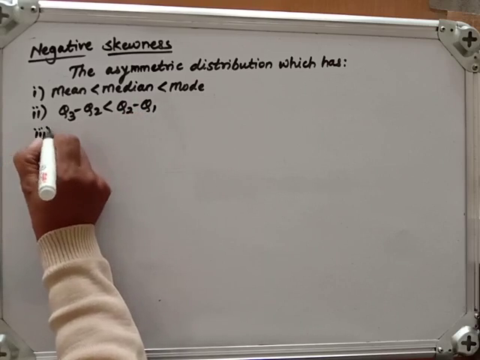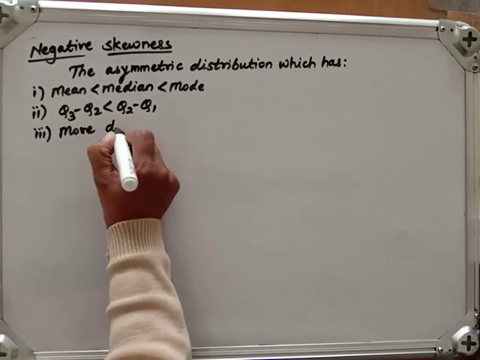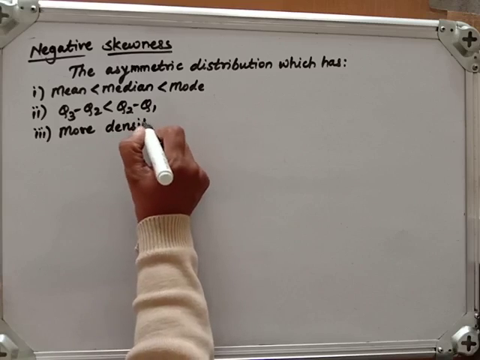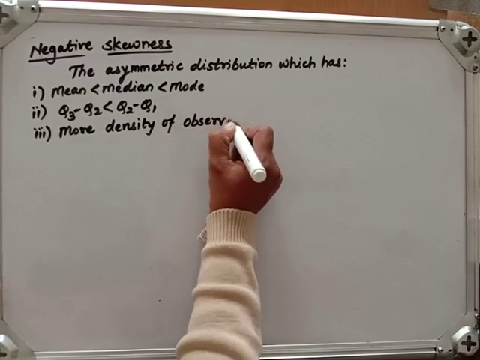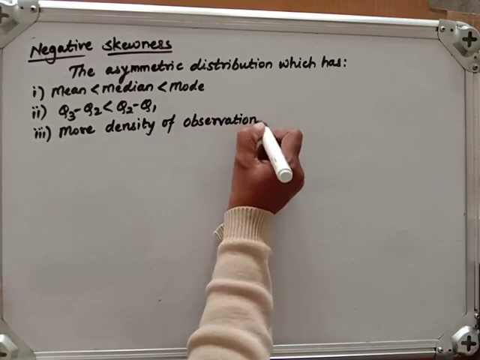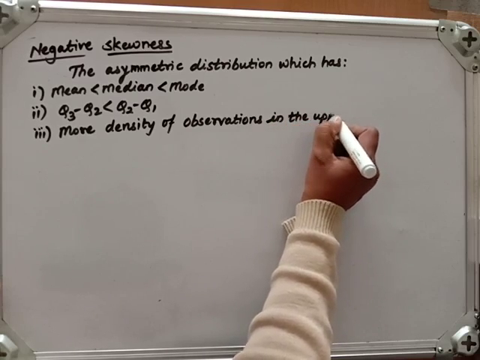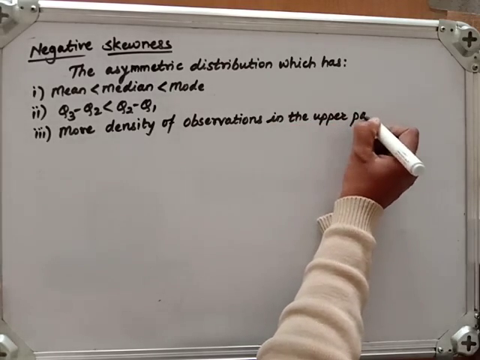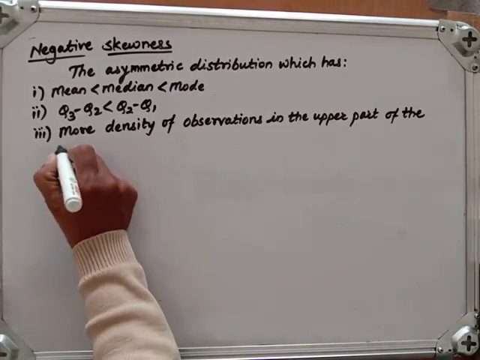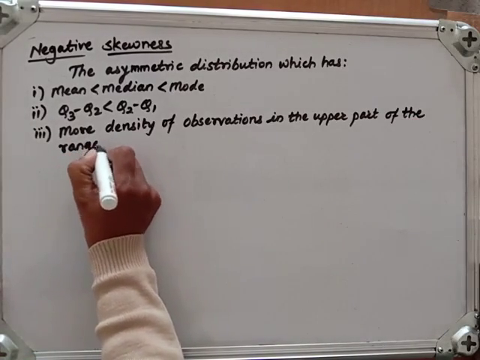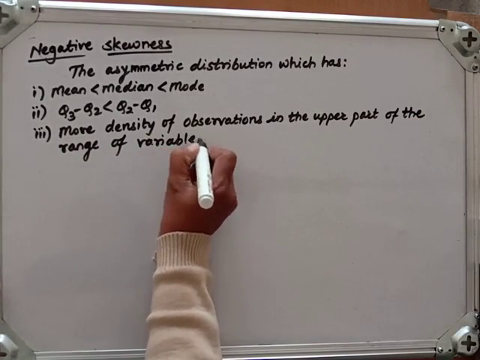Third thing, more density of observations in the upper part of the range of the variable.